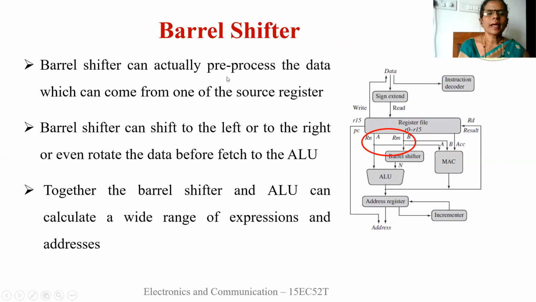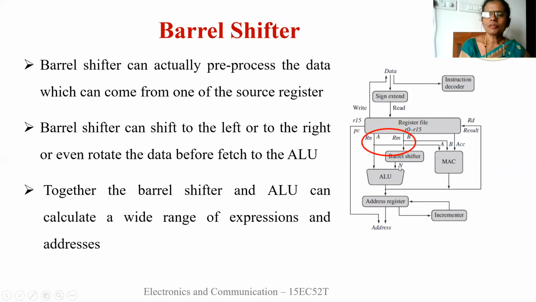The barrel shifter can pre-process the data which comes from one of the source registers. It can shift the data either to the left or to the right, or even rotate the data before it is fetched to the ALU. Before giving the data to the ALU, one of the operands, that is operand Rm, is pre-processed. It shifts the data right or left or rotates it. Together, the barrel shifter and ALU can calculate a wide range of expressions and addresses.